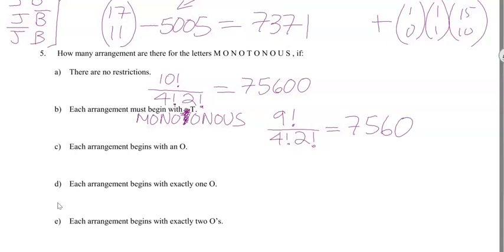So basically 1/10 of the arrangements, because the T now is in the first place, and then we have those 9 letters left. Each arrangement begins with an O. Give that a shot.